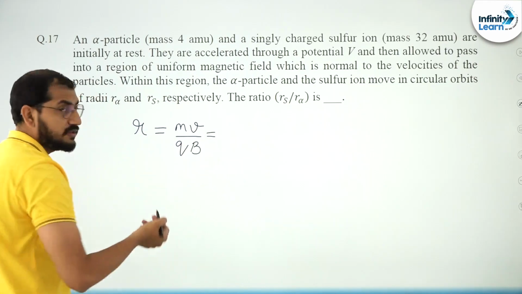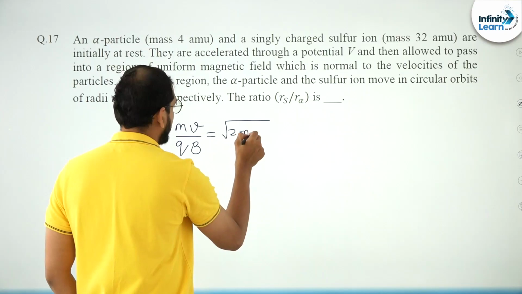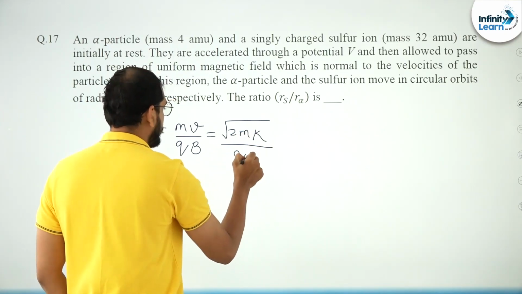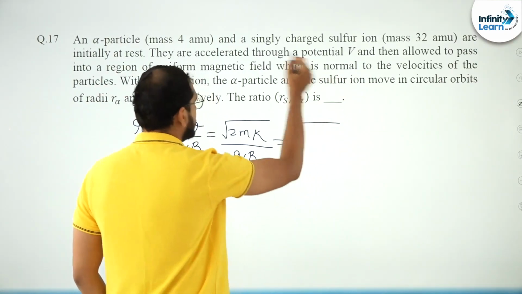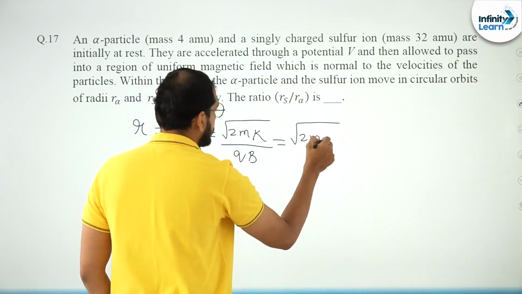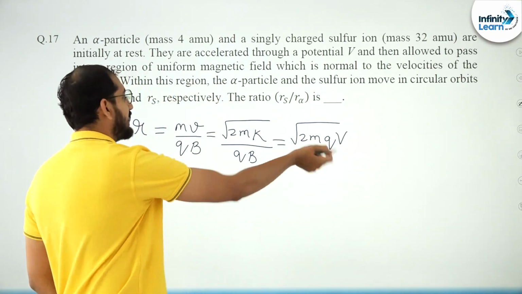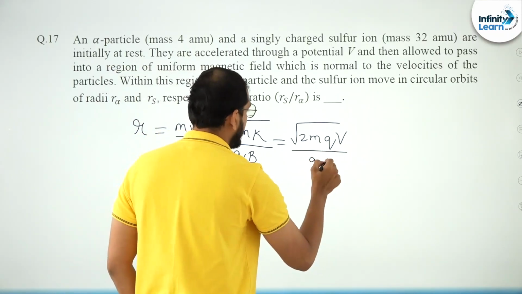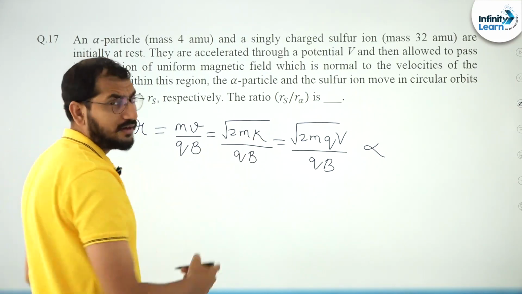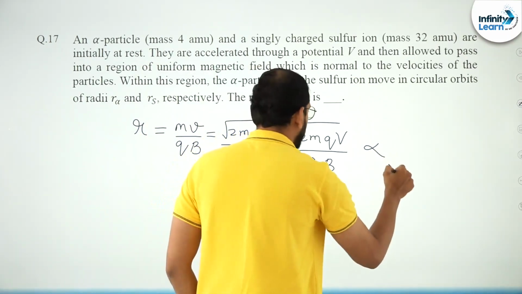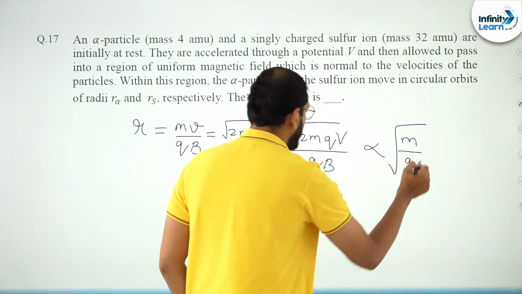Now m into v is nothing but momentum, and momentum can be written in terms of kinetic energy, so r = root(2mK) divided by qB. And how are they achieving this kinetic energy? By the potential difference. The potential difference is V, so qV will be the potential energy which is getting converted into kinetic energy. So if I take up a relationship, I can see that the radius is directly proportional to the square root of two terms: in the numerator mass will come, and in the denominator charge will come.